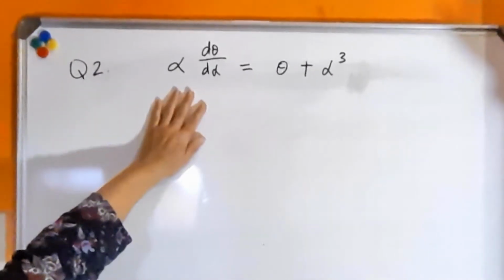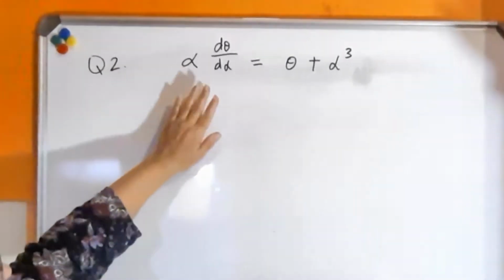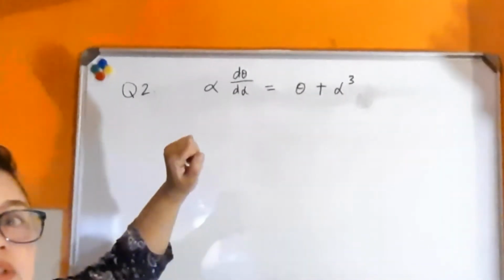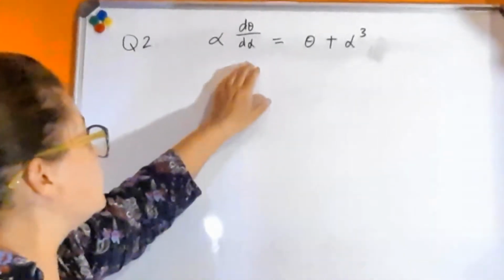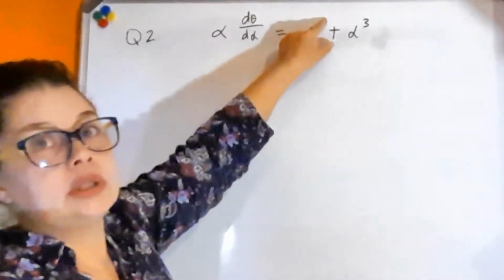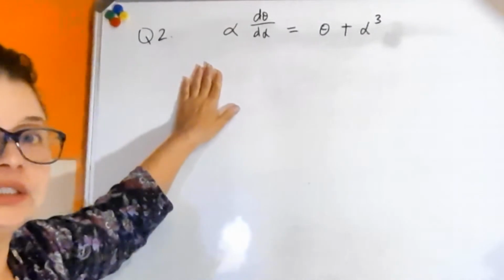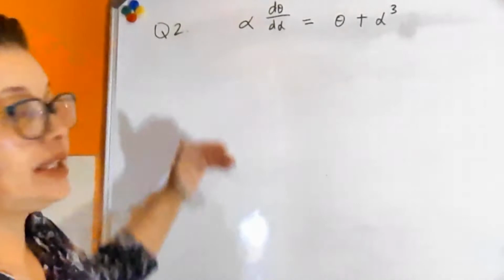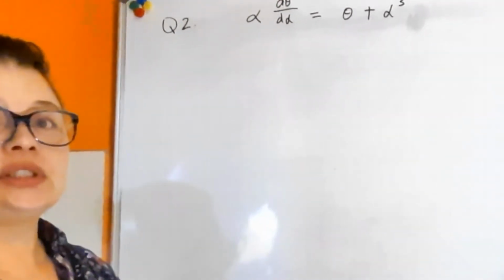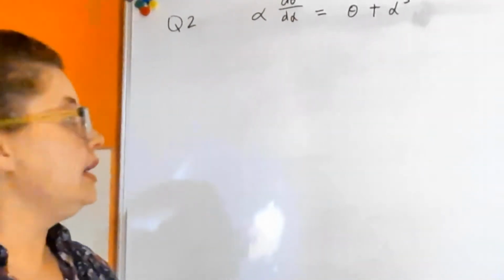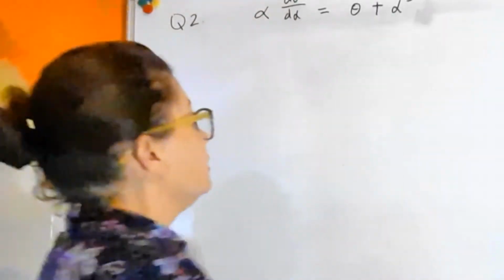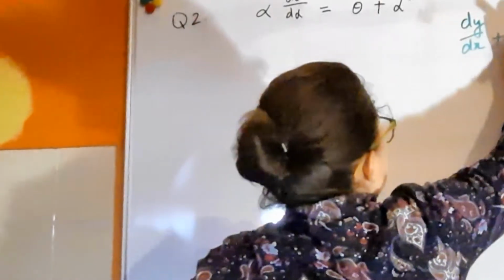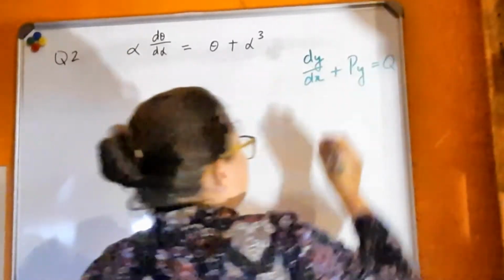Then we check to see if we have a linear differential equation, and you remember that linear means it is linear in your dependent variable, and that means that theta is to the power 1, which is exactly what we've got here. So this is a linear differential equation. So the first step with solving a linear differential equation is you want to get it into standard form. And your standard form looks like this: dy/dx + P y = Q.